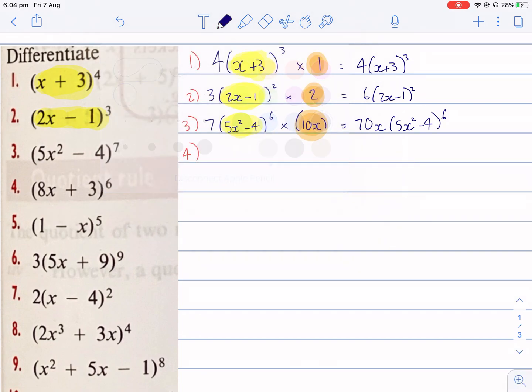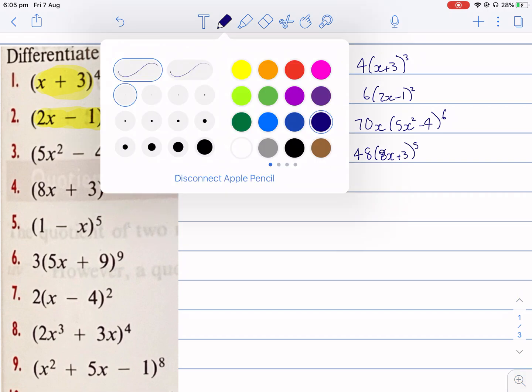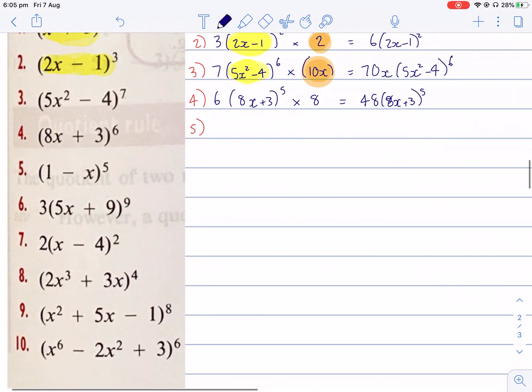Question 4. Raising something to the 6, that's 6 times the something to the 5. That something is 8x plus 3. The derivative of 8x plus 3 is just 8. We get 48, 8x plus 3 to the 5. Question 5. We've got 1 minus x to the 5. Now that becomes 5 times that to the 4. We've got to times that by the derivative of the inside, which is minus 1 because it's negative x. So it becomes negative 5, 1 take x to the 4.